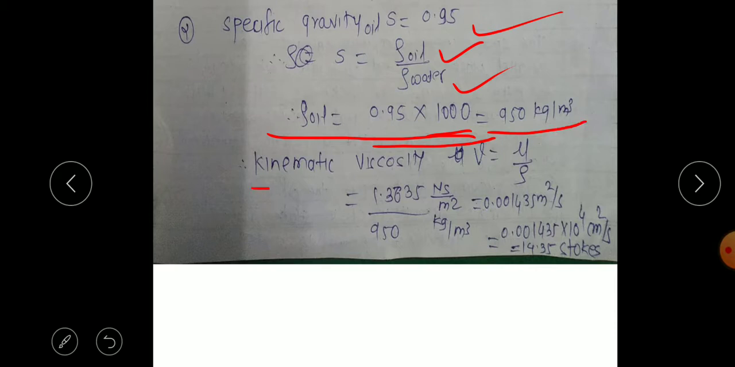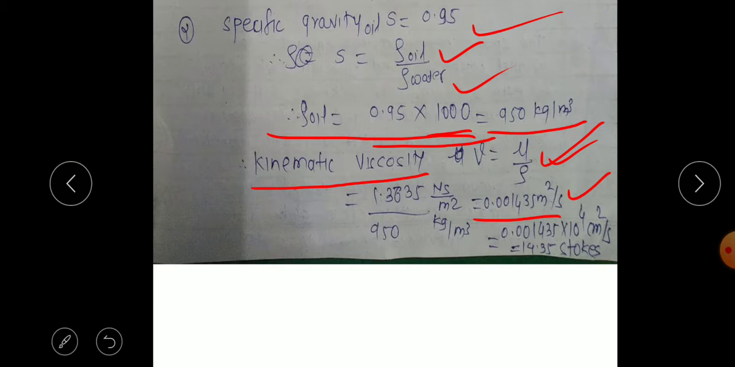Now we know the formula for kinematic viscosity: nu is equal to mu by rho. Kinematic viscosity is dynamic viscosity mu by rho. So using this, nu is 1.36 upon 950, we get 0.001435 meter square per second.